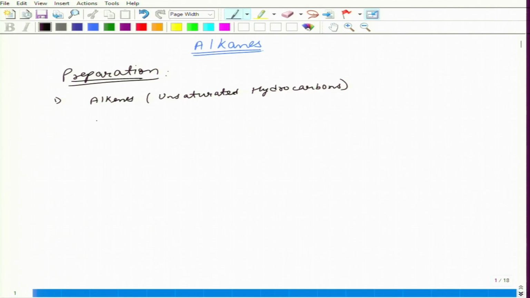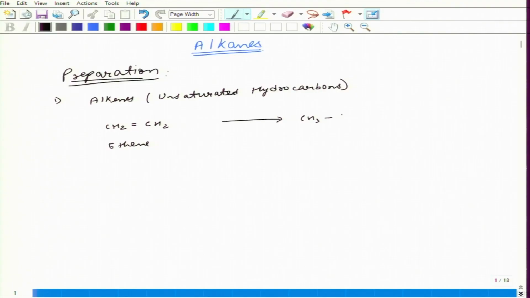Let us take an example of an unsaturated hydrocarbon, that is CH2=CH2, which is ethene. There are two carbons, so the two carbon alkane we can form is ethane. So CH2=CH2, what we have to achieve is CH3CH3. What we have to add to ethene to form ethane is one H here and one H here. It means we need to add hydrogen.